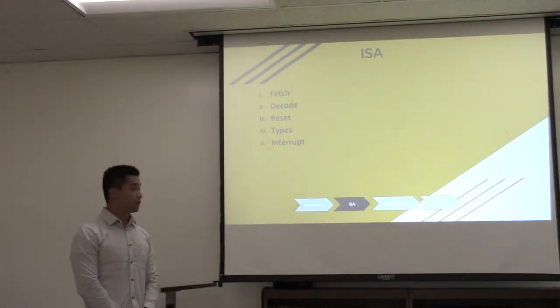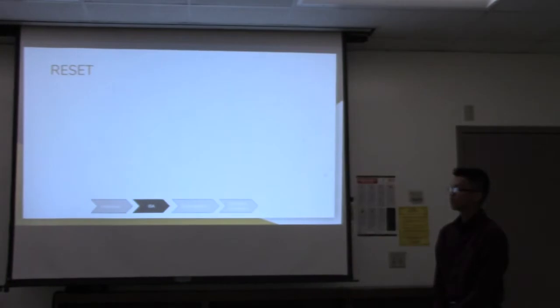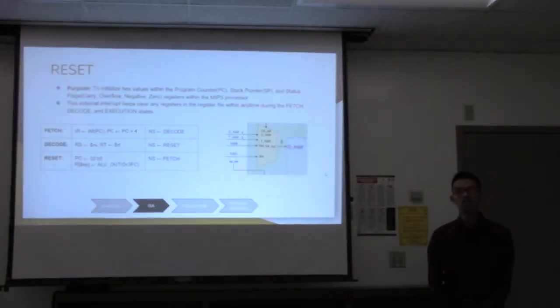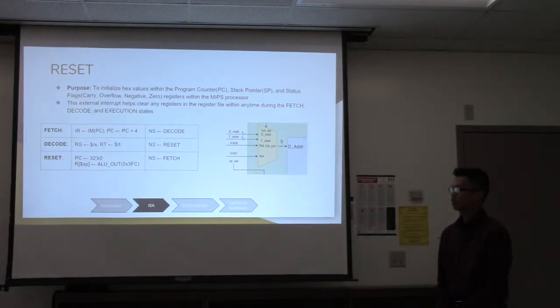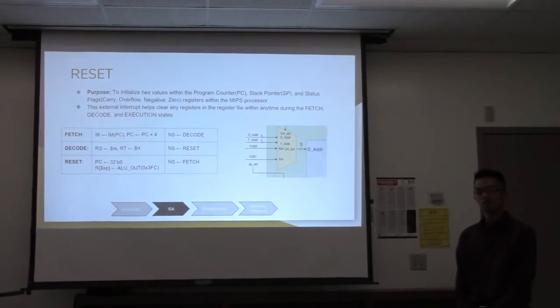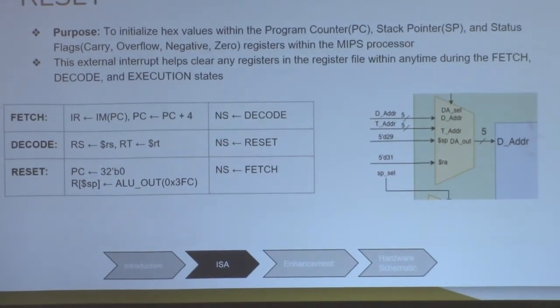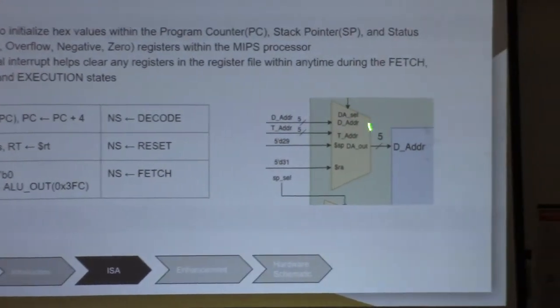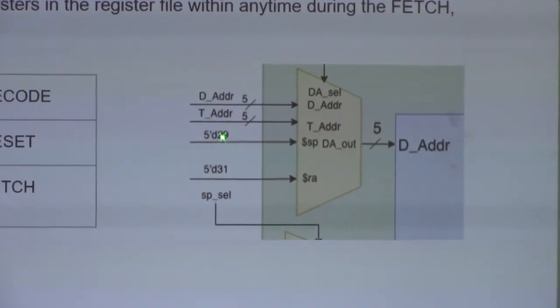Alright, so for the ISA, we have fetch, decode, reset, types, and interrupt. For the reset, the purpose of this state is to put all the registers either at a starting point or give them zeros or low active value. As you can see in the RTL, the program counter is going to get 0. The stack pointer is going to get 3FC because that was the starting point. The reset can happen at any time during the decode, fetch, or execution states. And to get the stack pointer to get the 3FC, we've added an option in our DA select mux in front of the D address where it could select the stack pointer, which is at 29 decimal.